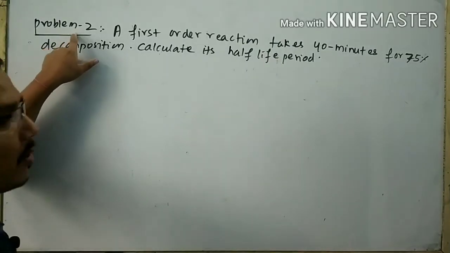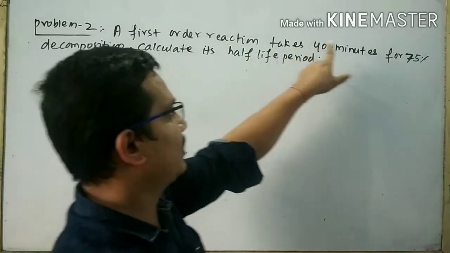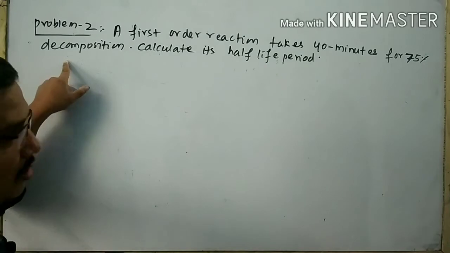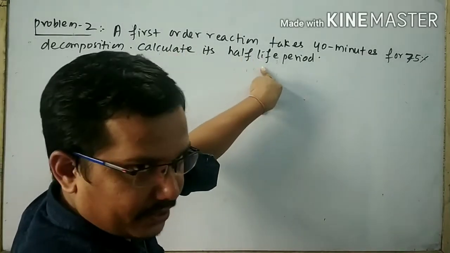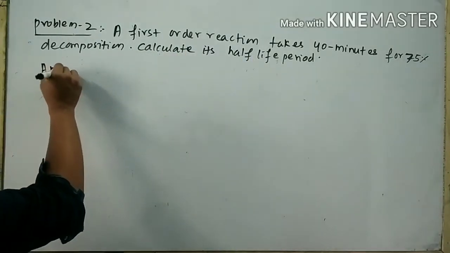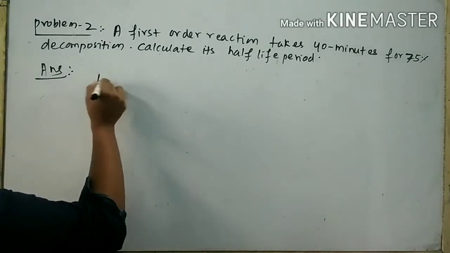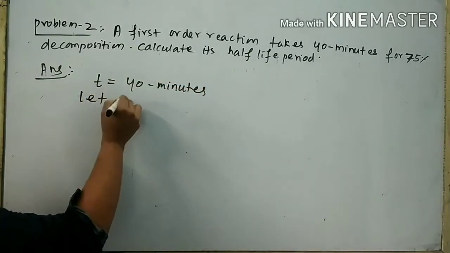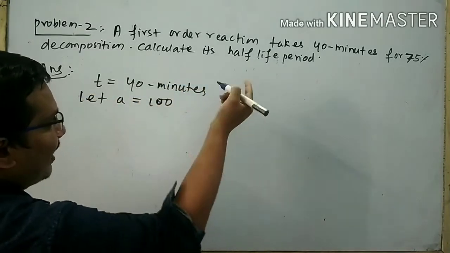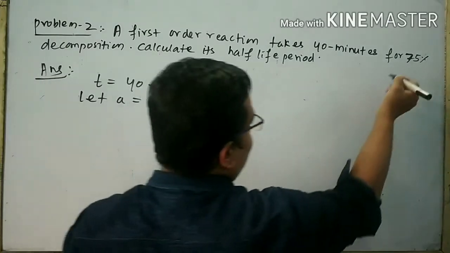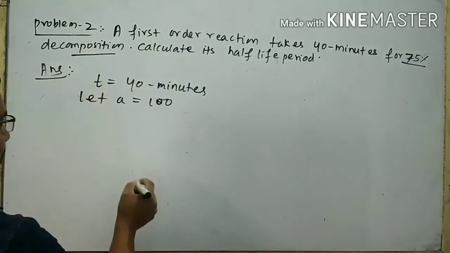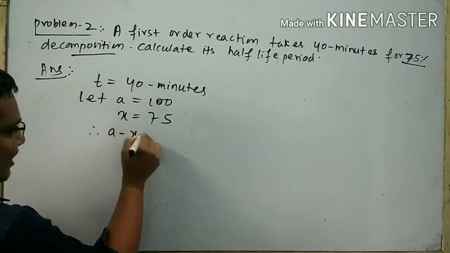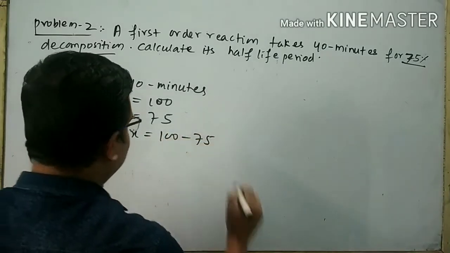Now I will solve problem number 2. A first order reaction takes 40 minutes for 75% decomposition. Calculate its half-life period. In this question, T is equal to 40 minutes. Let A is equal to 100. Then according to the question, 75% decomposition, that means X is equal to 75. Therefore, A minus X is equal to 100 minus 75.